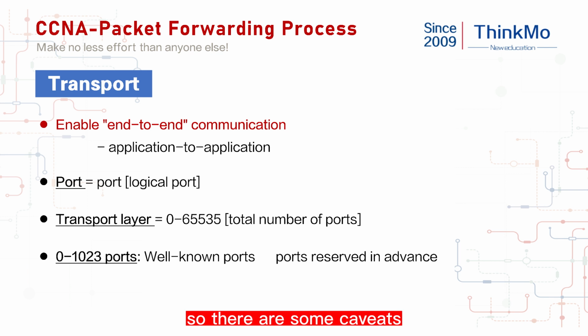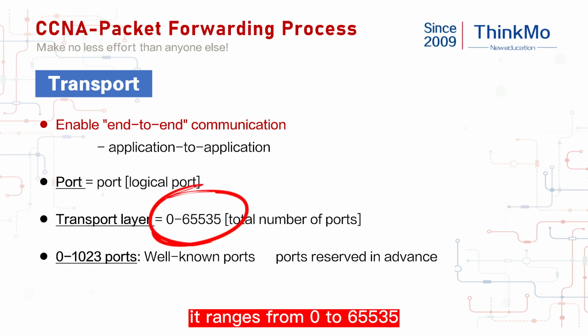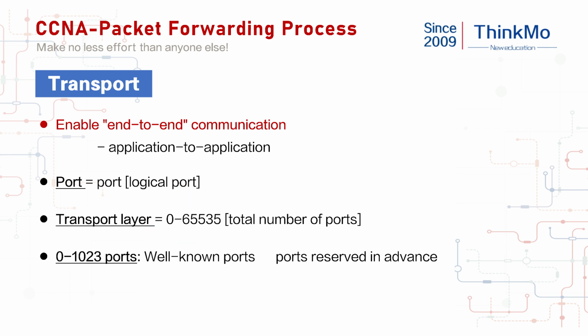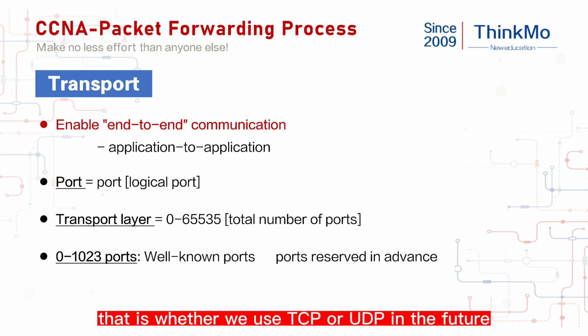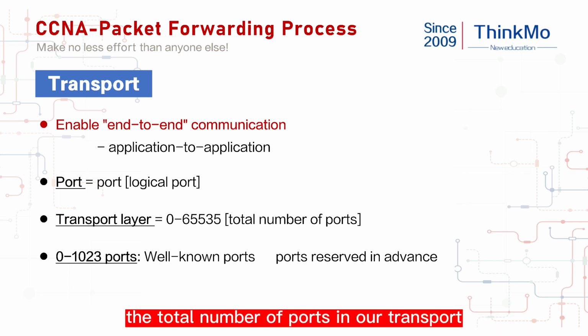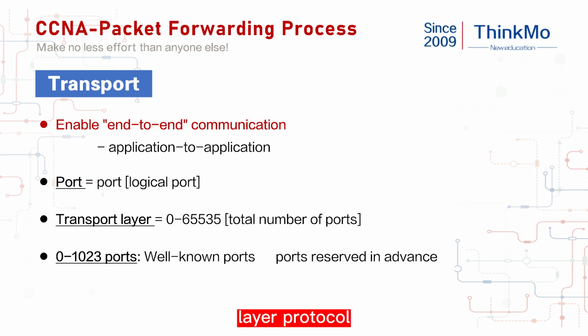So there are some caveats you must know. First, the transport layer has a port number. Transport layer ports range from 0 to 65535. You will learn a lot in the future, and this number will be very common. This is the total number of ports. That is, whether we use TCP or UDP in the future, the total number of ports in our transport layer protocol is this value.